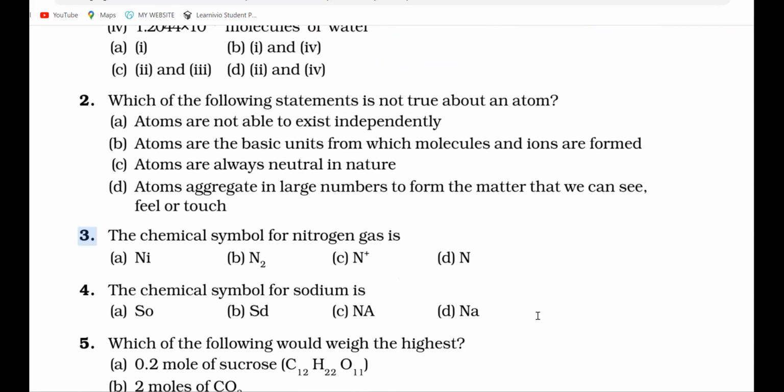We'll study that one, but first of all, we'll complete our syllabus, that is structure of atom, the last chapter. So first we need to do the questions regarding this chapter, because this chapter we have studied. Question number 3.